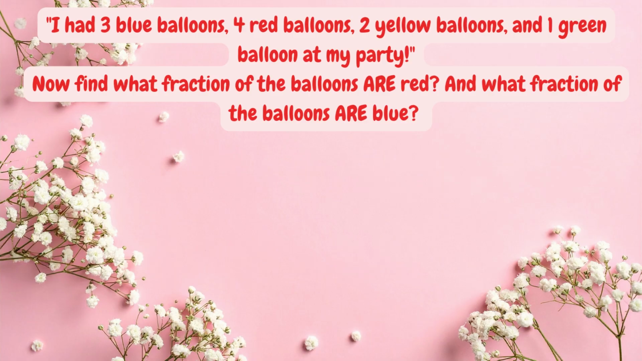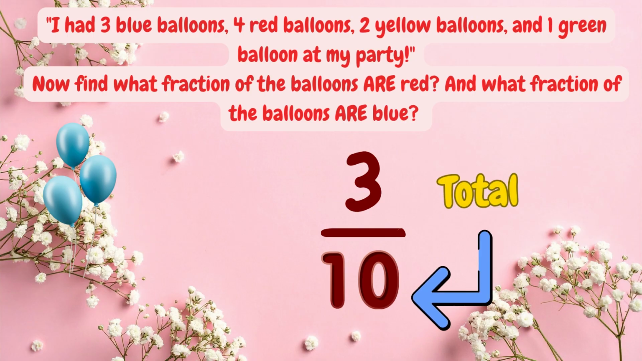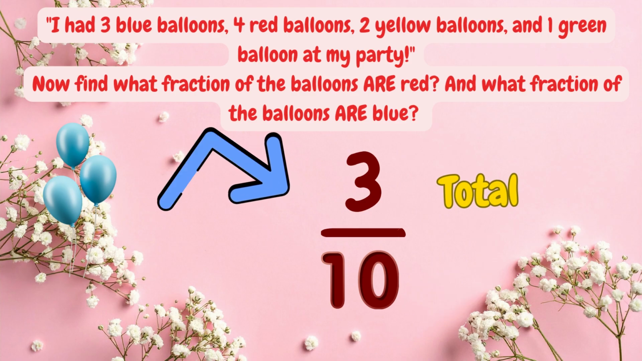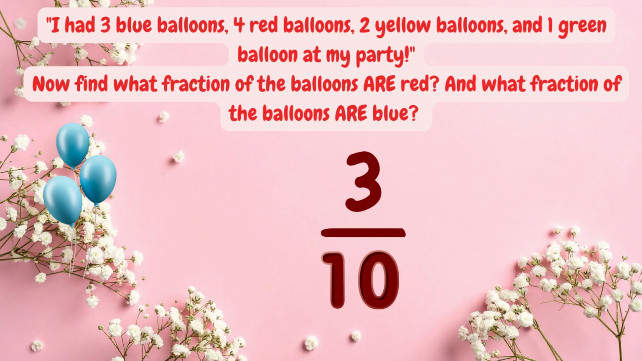Now let's see what fraction of the balloons are blue. Out of 10 balloons, how many are blue? Yes, 3 are blue. We write this as a fraction, 3 by 10. The bottom number is 10, equals total balloons. The top number, 3, is the number of blue balloons only. This fraction is already as simple as it can be.